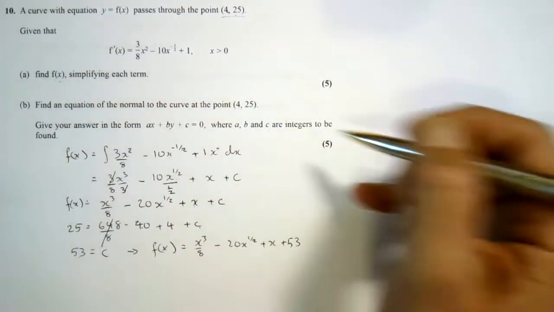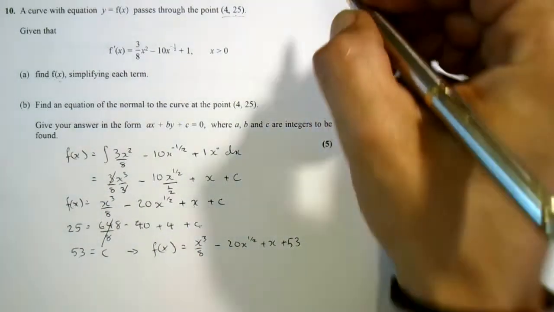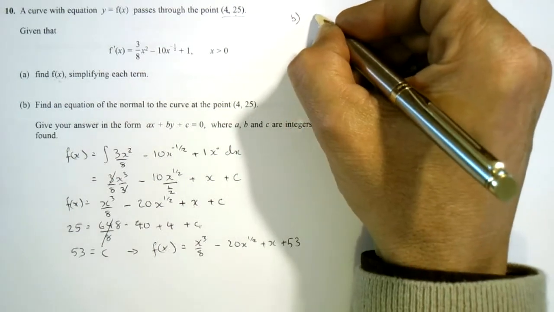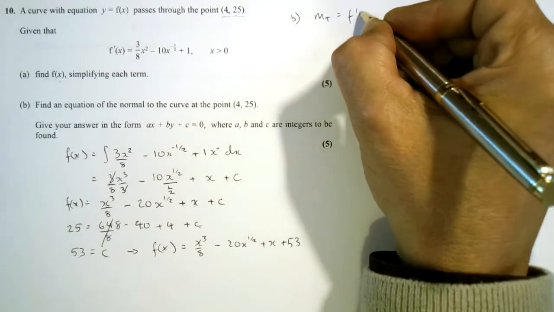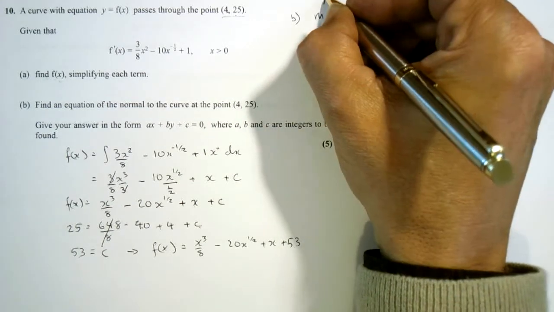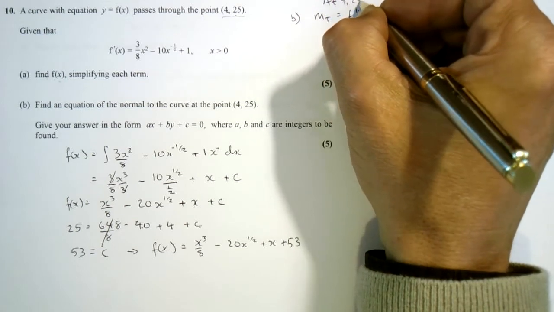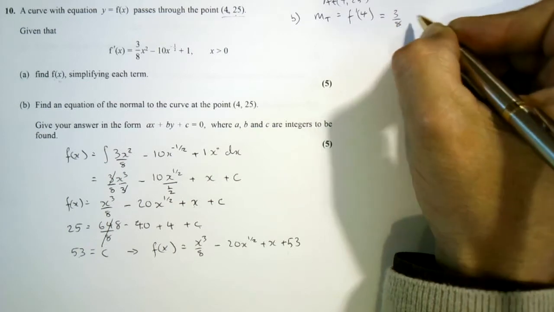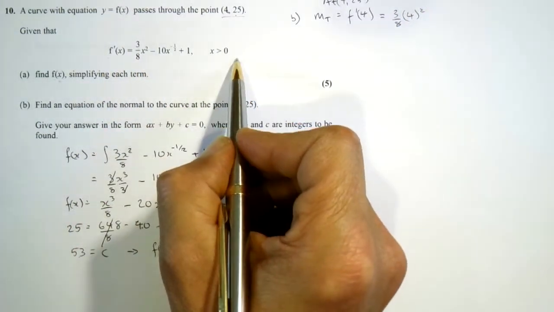5 marks. Find the equation of the normal to the curve at the point 4, 25. So we know that the gradient of the tangent, so this is part B up here, gradient of the tangent is equal to f dash of 4, and that's at 4, 25. And this is equal to 3/8 of 4 squared. So look, this is the gradient equation.